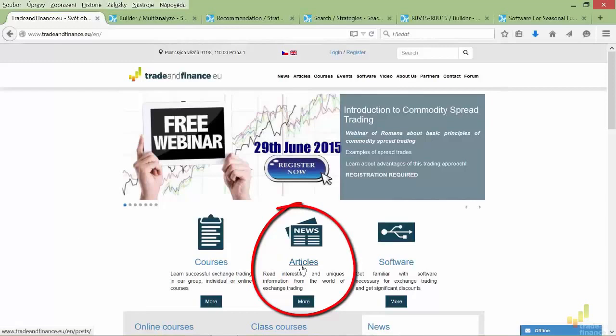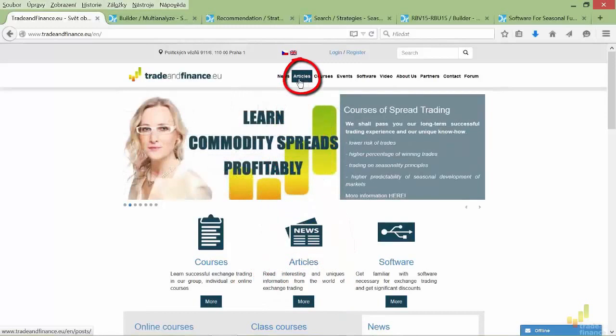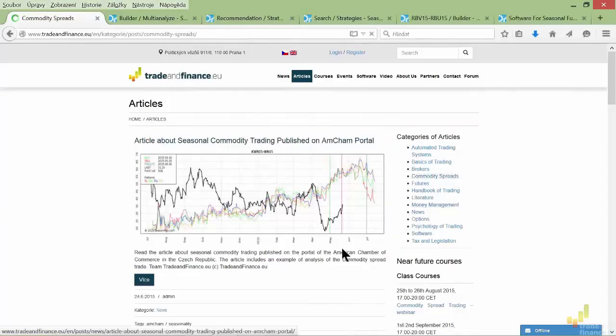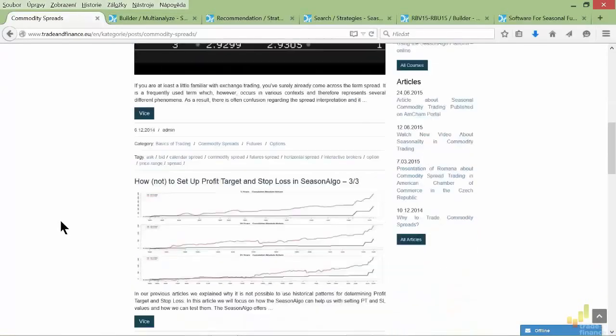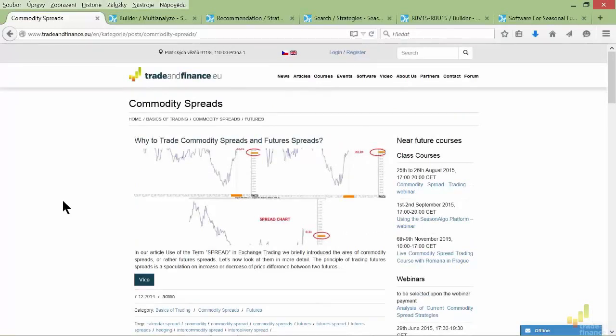You can get to them either through this icon and link, or again via articles in this menu. If we click there, there are different categories. We can click on commodity spreads, for instance, and there is a series of articles that may be useful for you if you are interested in this particular area.